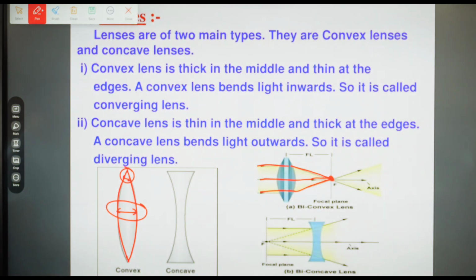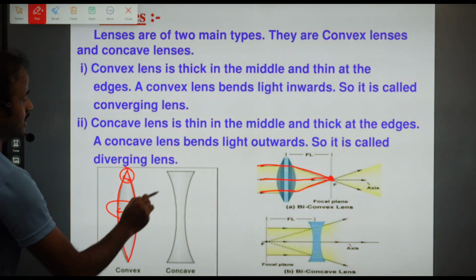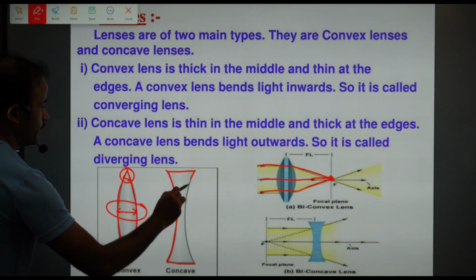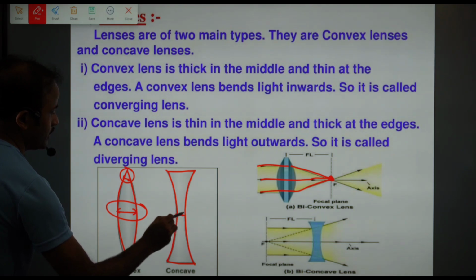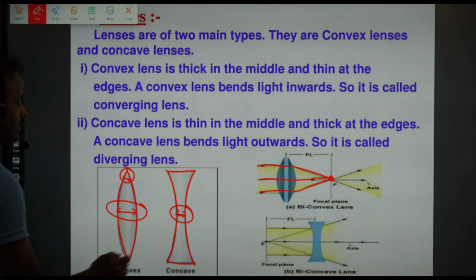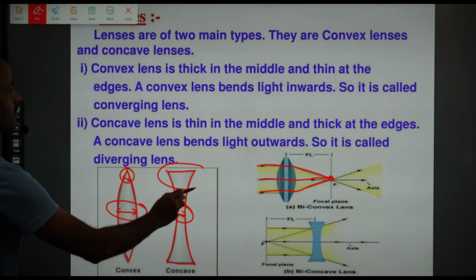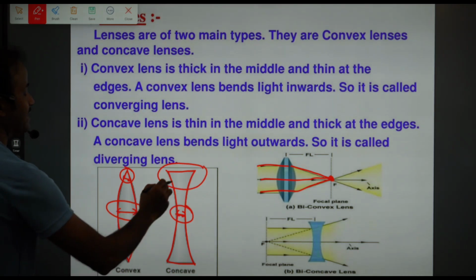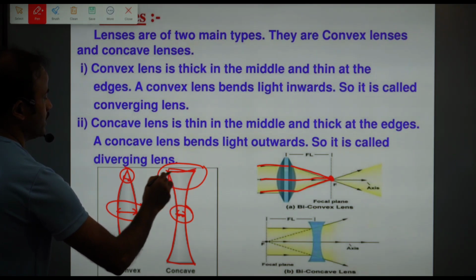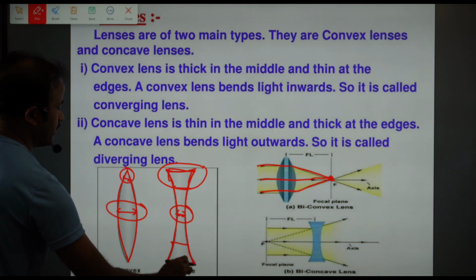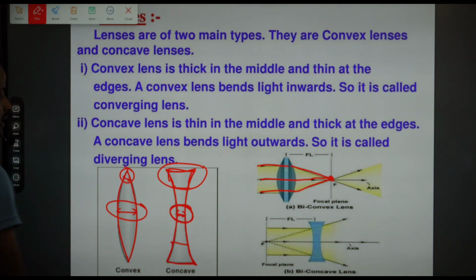And when we talk about the concave lens, let's see where it is thin and thick. At the middle point, we can see the concave lens is thin in the middle, and thick at the edges. This is the edge, so here we can see the thick edges. It is thin in the middle, which is quite the opposite of the convex lens.